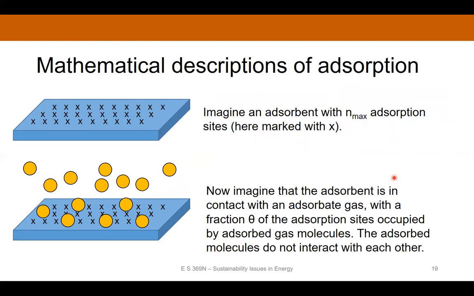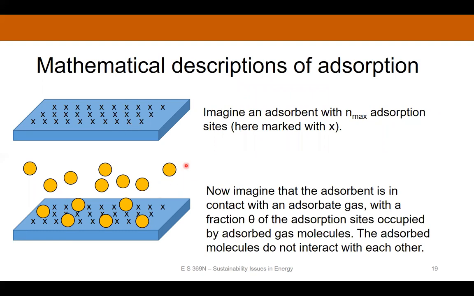So how can we describe the adsorption process mathematically? There's a really simple way of doing this. Let's imagine we've got a solid adsorbent with some maximum number of adsorption sites. We'll call this N max. And here I'm going to mark them with X's on the surface.